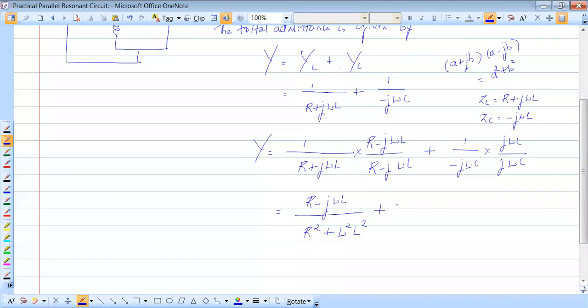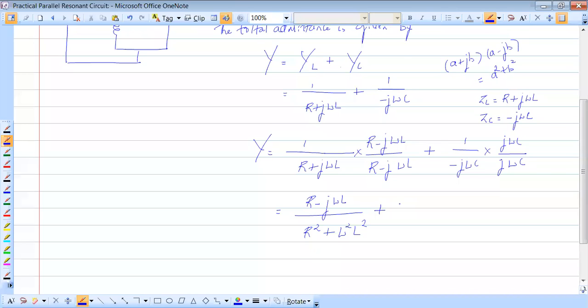Suppose you have to tell it to a person who does not understand the term rationalizing, how would you explain it? It's as good as eliminating the j term from the denominator. Having the j term in the numerator is fine, but I don't want the j term in the denominator. So how can I do that? By rationalizing, I can do that. Good. Now, what would be the second term?